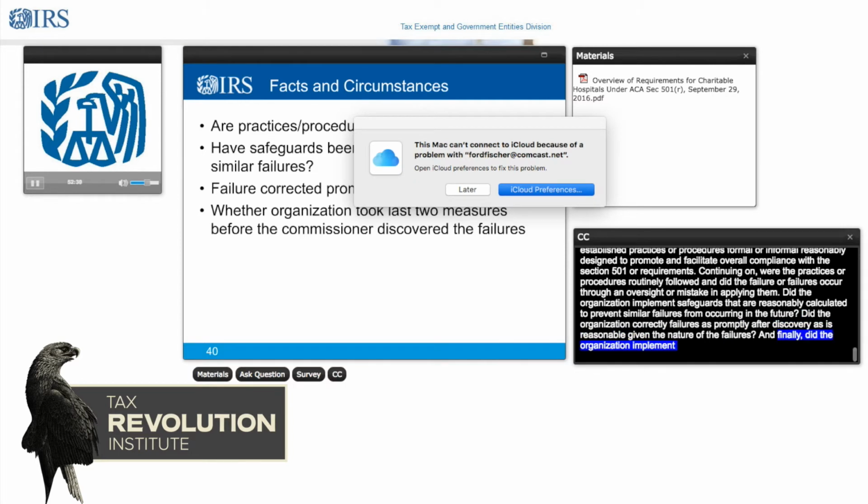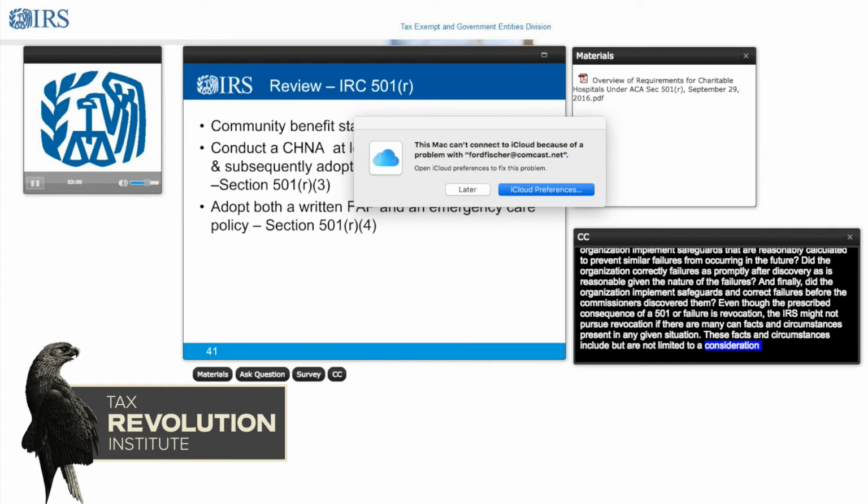Even though the prescribed consequence of a 501R failure is revocation, the IRS might not pursue revocation if there are mitigating facts and circumstances present in any given situation. These facts and circumstances include, but are not limited to, the considerations I just went over. Geoff and I have covered quite a bit of material today. Geoff, can you walk us through a review of what we've discussed?